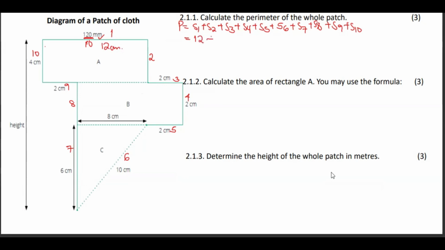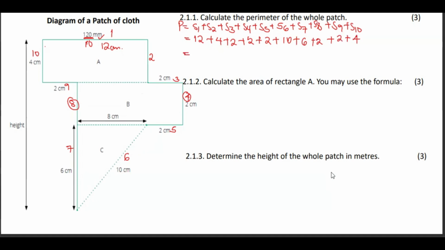Side 1 equals 12 plus. When you look at side 2, the same as side 10, which is 4, plus side 3, it's 2, plus side 4, which is 2, plus side 5, also 2, plus side 6, which is 10. Side 7, it's a 6. Side 8, the same as side 4, which is 2. Add side 9, which is 2. And finally add side 10, which is 4.